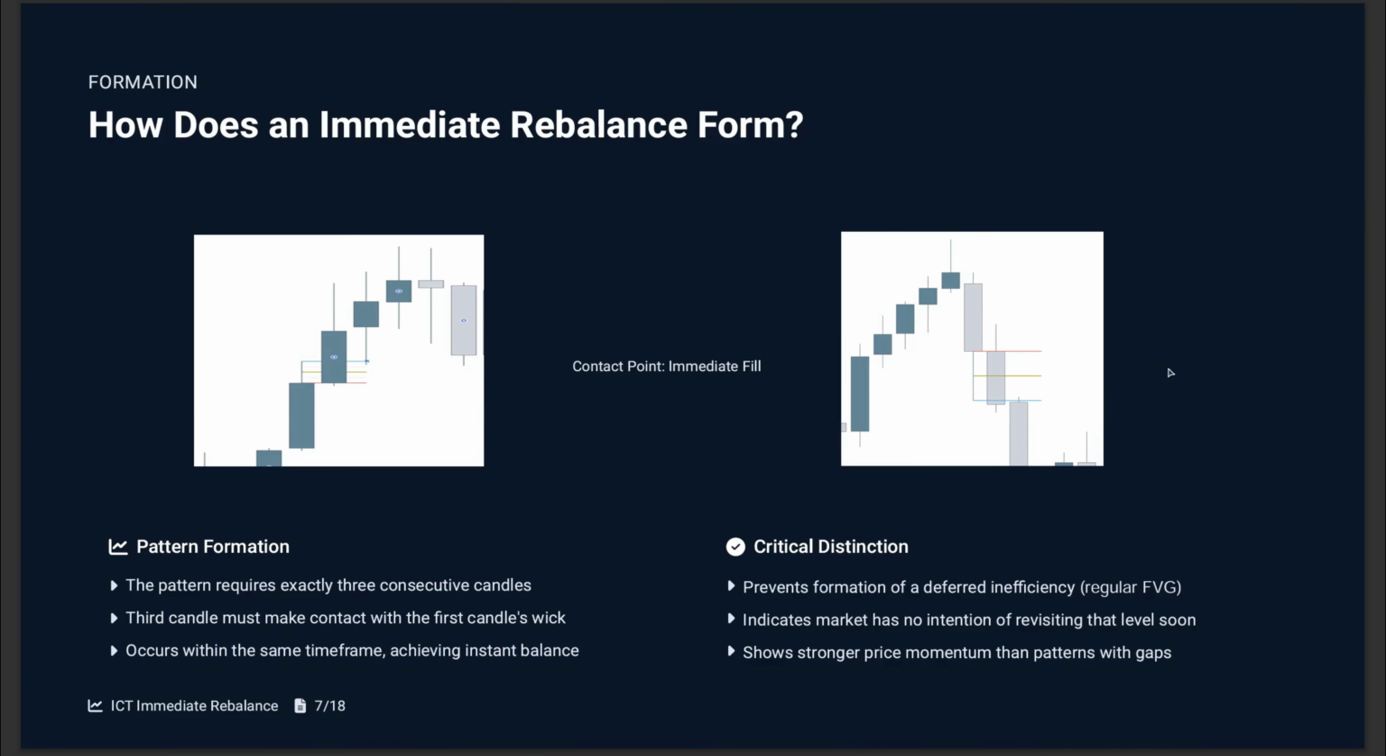And then the same thing here on a bearish trend, right? You're going down, second candle means nothing, third candle means everything. As you can see, this third candle touches that first candle's bottom wick immediately. Now, critical distinction. This prevents formation of a deferred inefficiency or a regular fair value gap. This indicates market has no intention of revisiting that level soon. So when you see something like this and you're entering trades, or if you're in a trade, it just gives more confidence to the setup that you're going to take or that you already took. And this shows stronger price momentum than patterns with gaps.